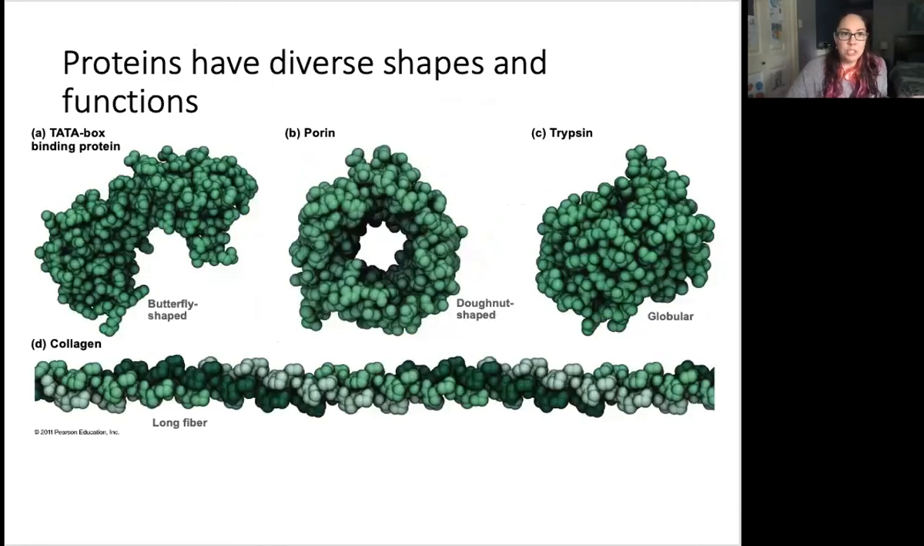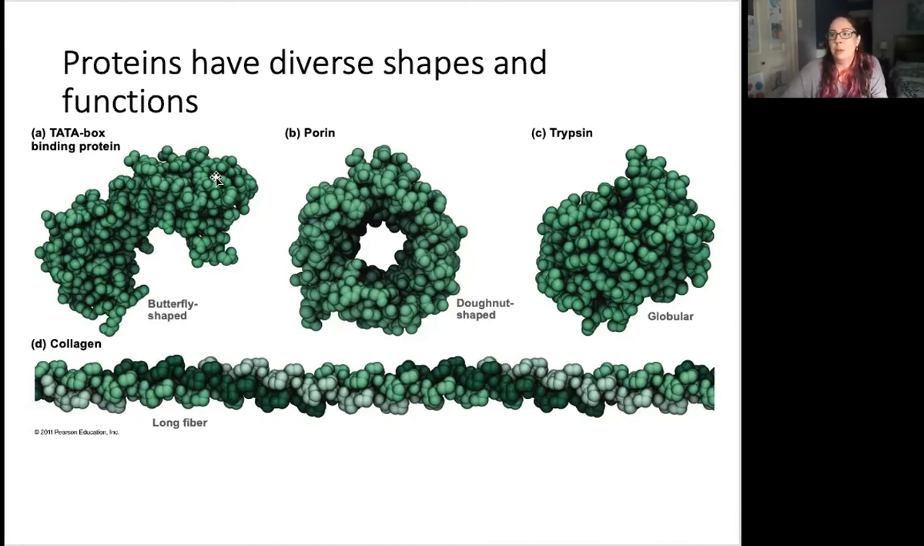And because there's such diversity in the number of amino acids, there are 20 different amino acids. They've all got different sizes and shapes and characters. And you can link them together in innumerable combinations. There's a huge variety of shapes and functions of proteins. And their shape, which is directly related to their sequence, is also directly responsible for their function.